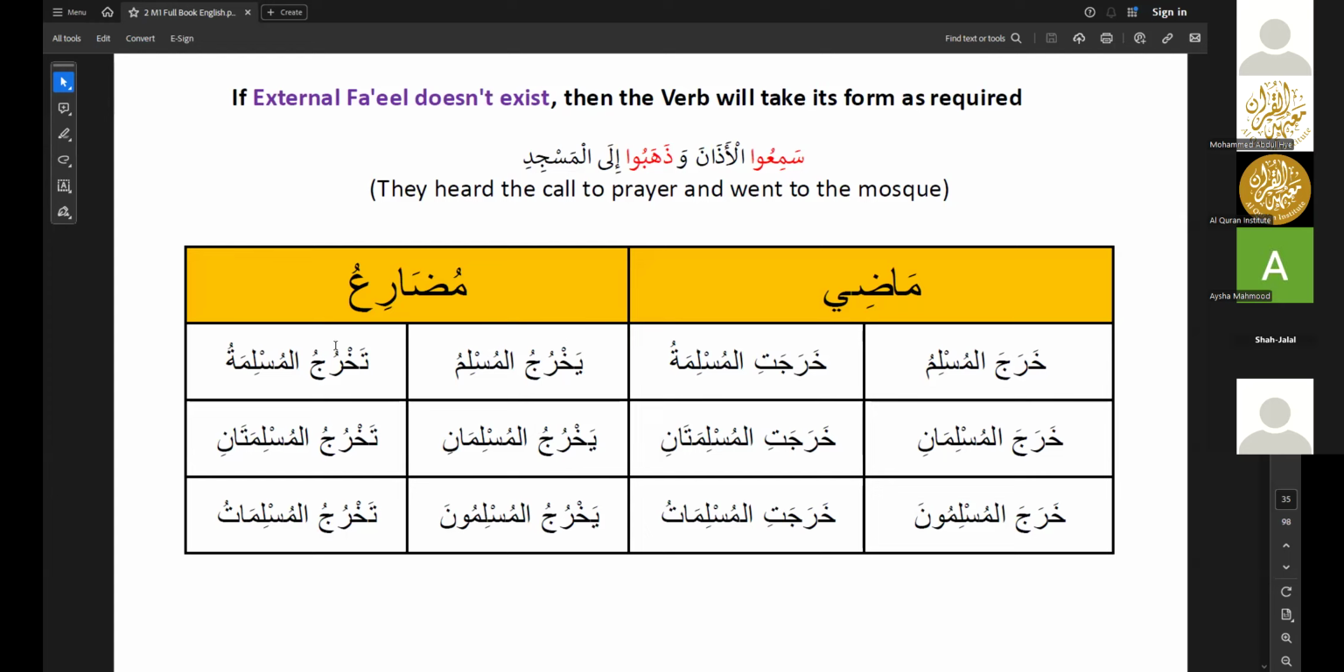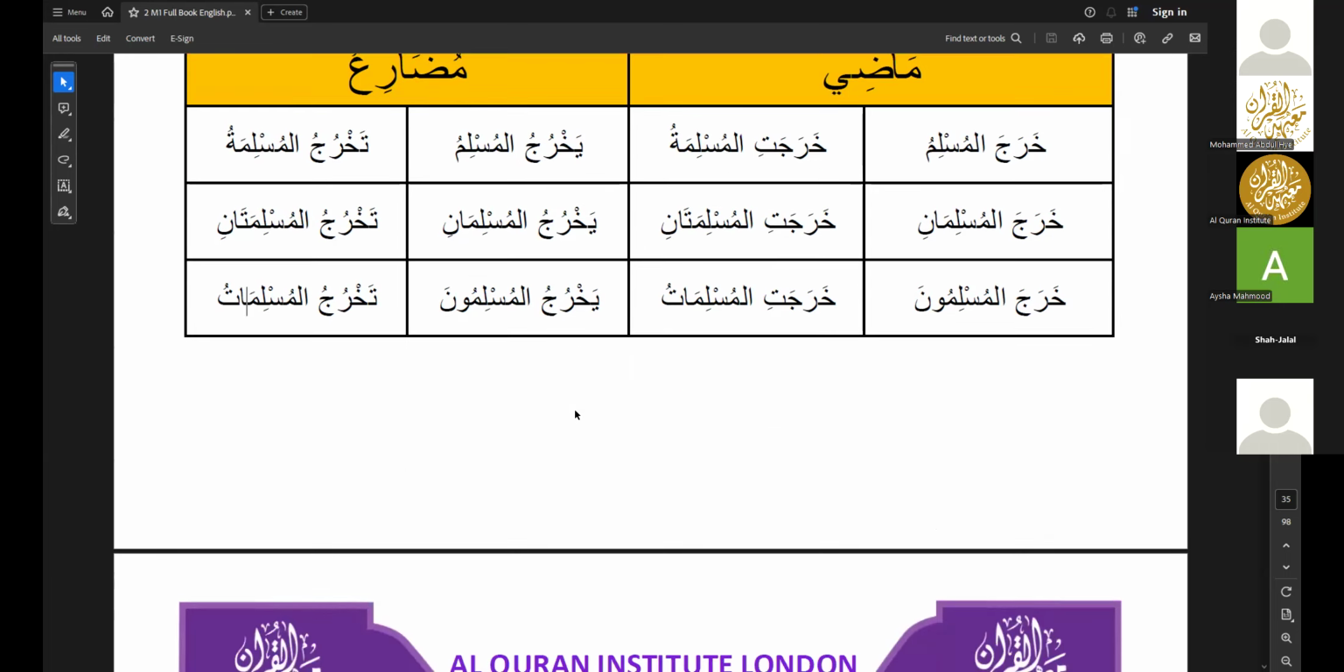In the last column, number 4, takhruju. Takhruju is a feminine form. And hence the fa'il, you can see al-muslimatu, al-muslimatani, al-muslimatu, feminine. Singular, dual, and plural. Number does not need to match. So this table is nicely summarizing what we have discussed regarding the construction of the jumla. Inshallah. Any question?